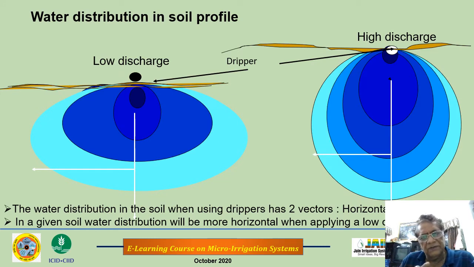In the last figure, we had seen how different types of soils are having the wetting patterns modified by the type of the soil. Here what we are showing is that even in the same type of soil, if the dripper discharges change, their wetting patterns could be different. Now, you may note that if the dripper is having low discharge, it is likely to spread wider, and in comparison, a higher dripper discharge is likely to have more vertical movement rather than the horizontal spread.